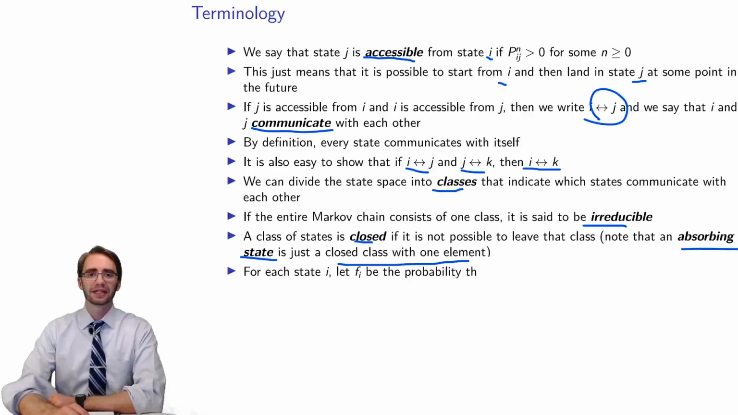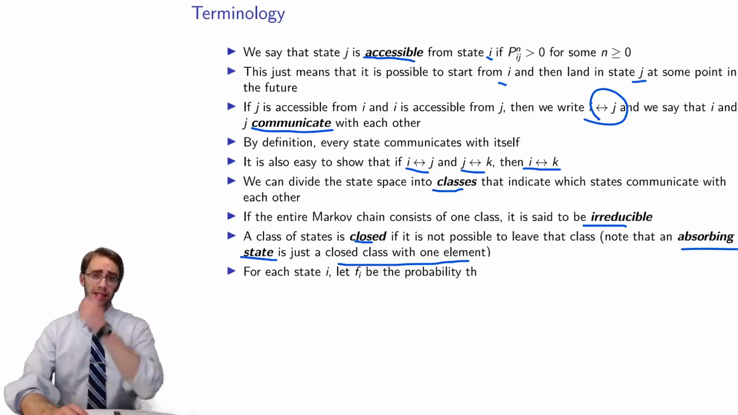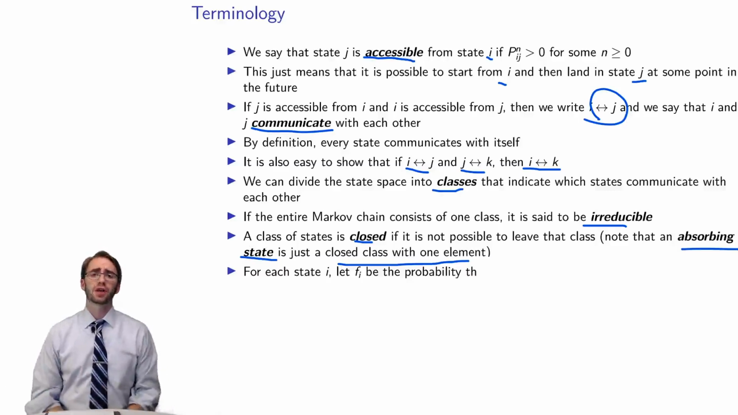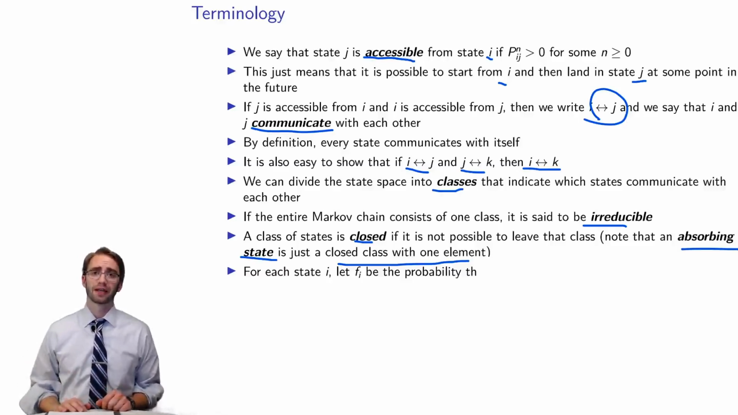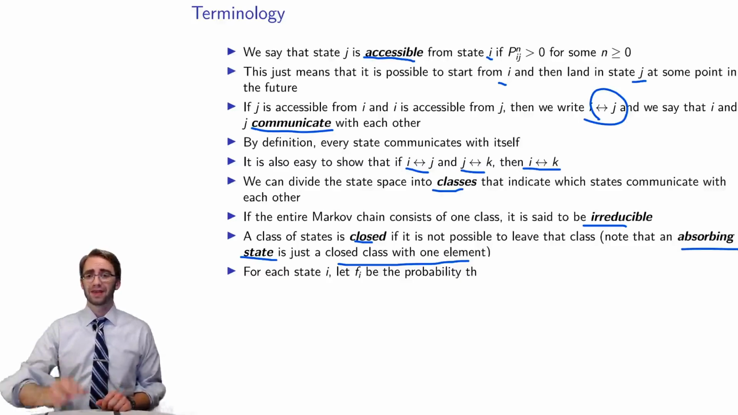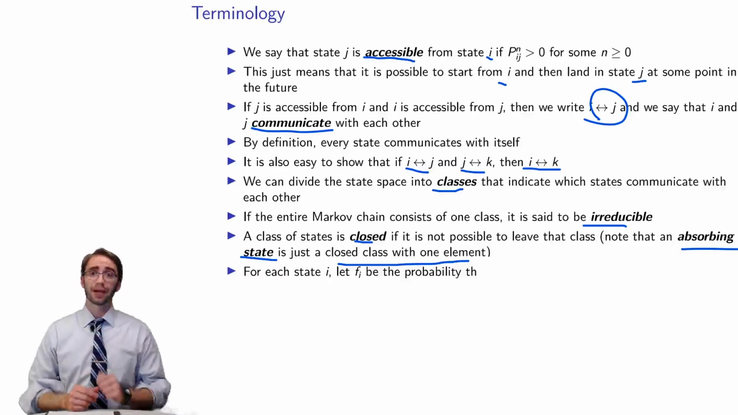For each state i, let f_i be the probability that if I start in i, I will ever come back. If f_i is 1, then that state is recurrent. And if it's less than 1, then we say that state is transient. So we'd say a state is recurrent if you know that you are always going to visit this state infinitely many times if you run this chain forever. Whereas if that probability is less than 1, then once you leave that state, you might never come back to it, in which case we'd say transient.